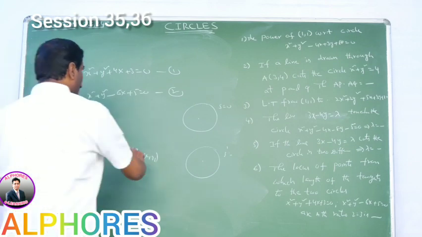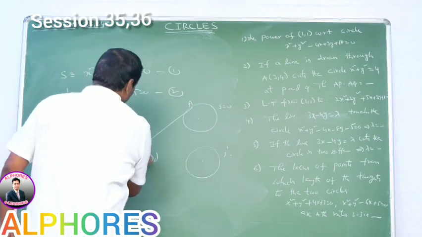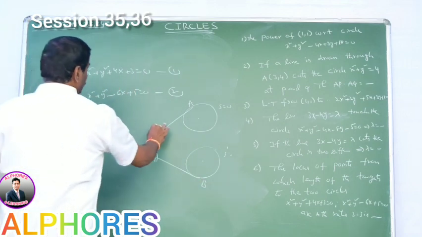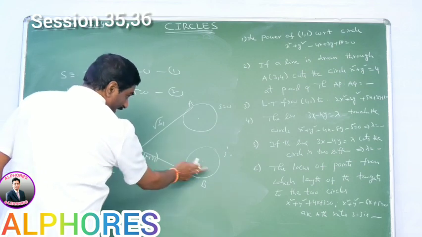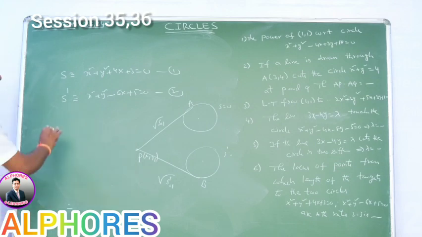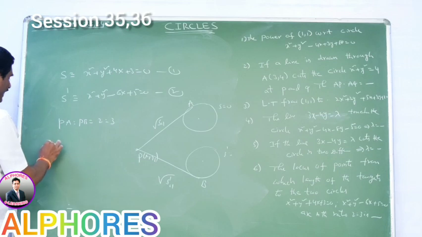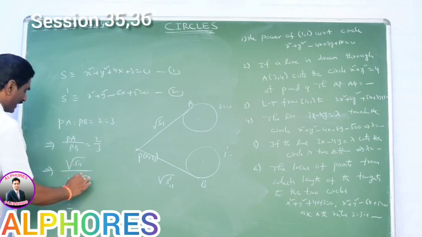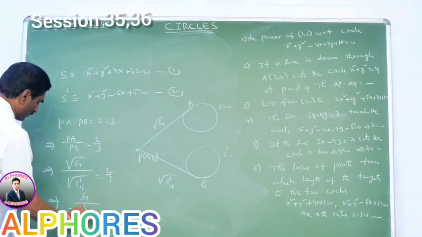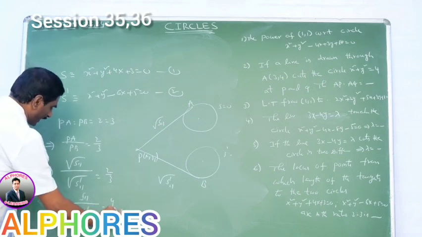Then the length of the tangent to the first circle is PA, and the length of the tangent to the second circle is PB. What is the length of the tangent? Root S11. What is the length of the tangent to the second circle? Root S dash 11. Okay. From the given, PA is to PB is equal to 2:3. That means PA by PB is equal to 2/3. PA is root S11 by root S dash 11, equal to 2/3. After squaring on both sides, S11 by S dash 11 is equal to 4/9.